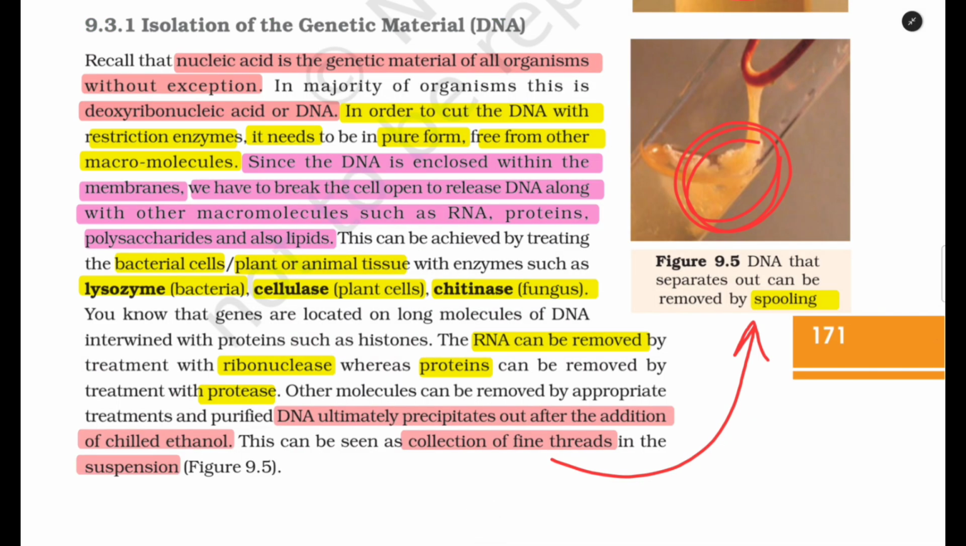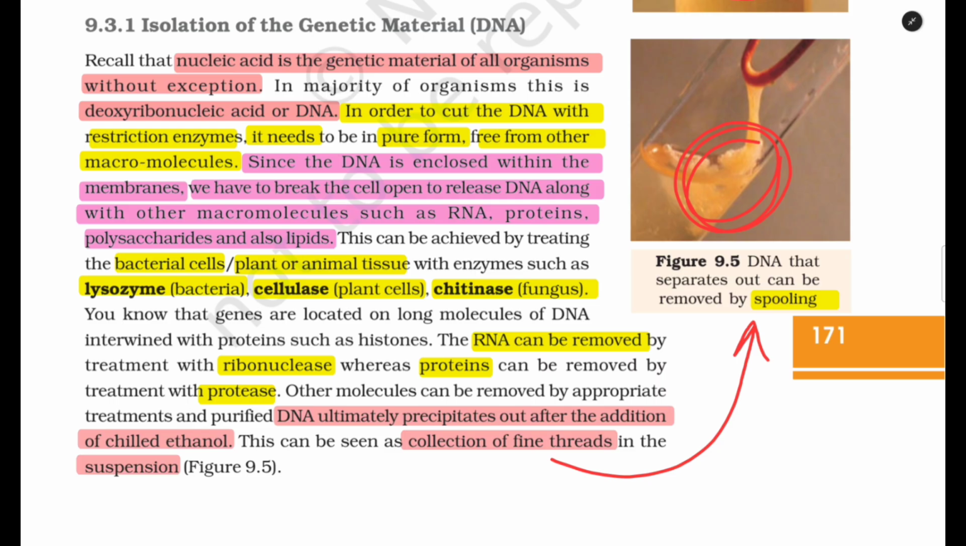9.3.1 Isolation of the genetic material DNA. Recall that nucleic acid is the genetic material of all organisms without exception. In the majority of organisms, this is deoxyribonucleic acid or DNA. In order to cut the DNA with restriction enzymes, it needs to be in pure form, free from other macromolecules. Since the DNA is enclosed within the membranes, we have to break the cell open to release DNA along with other macromolecules such as RNA, proteins, polysaccharides, and also lipids.